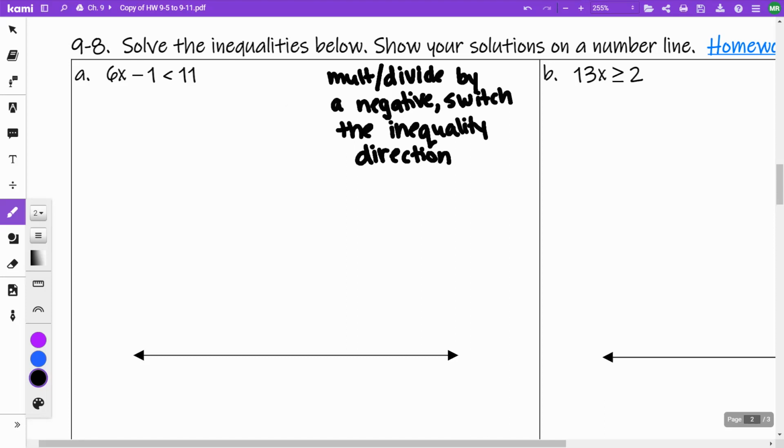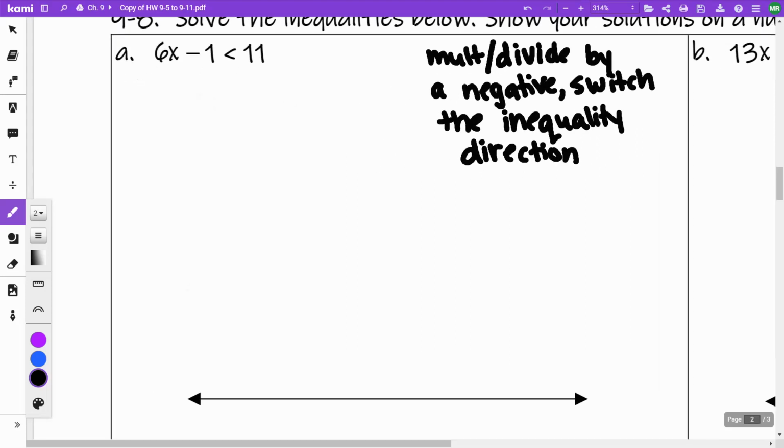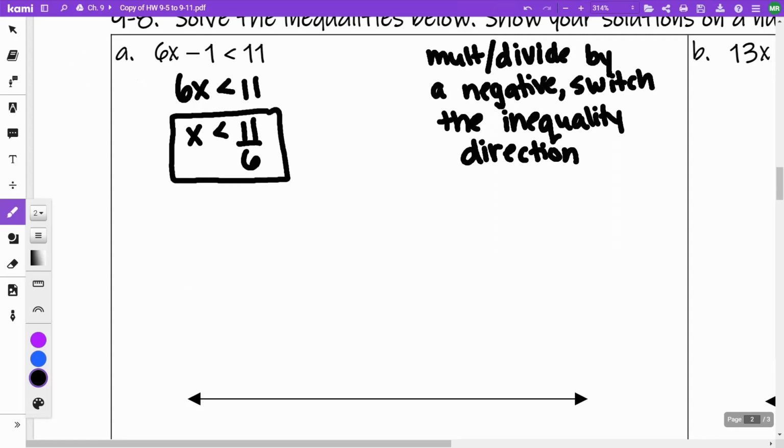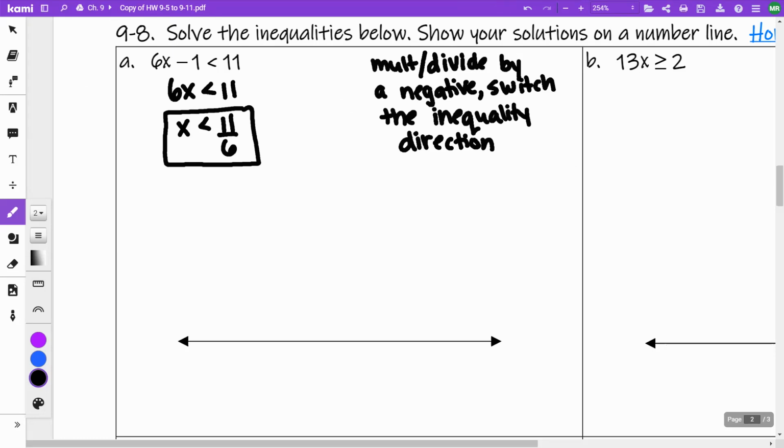Okay, so on this first one, I'm going to add 1 to both sides. That doesn't change my inequality, so that's still going to stay less than 11. I'm going to divide by 6, so I get x is less than 11/6. That is our solution. And then I'm going to come here to the number line. I'm going to put an 11/6 here.